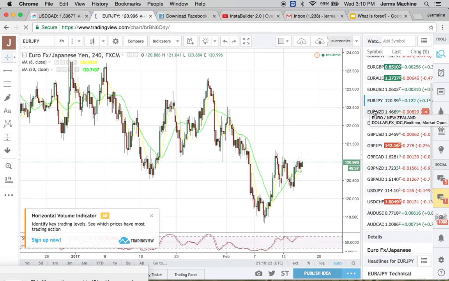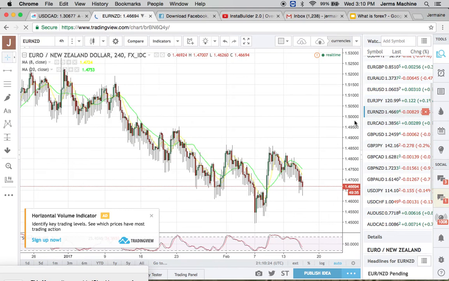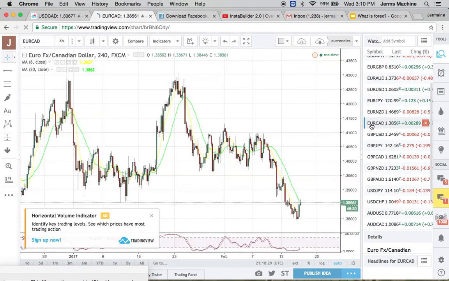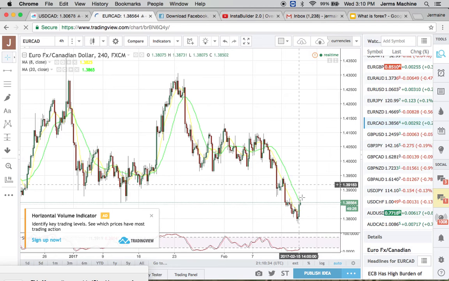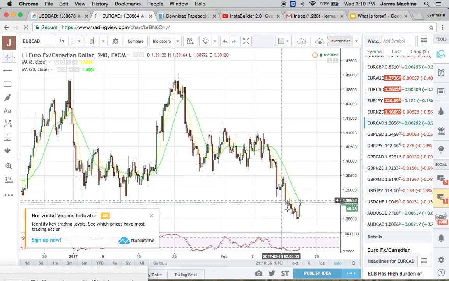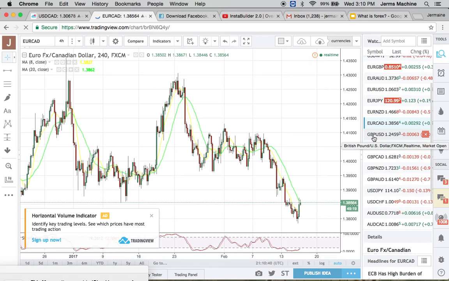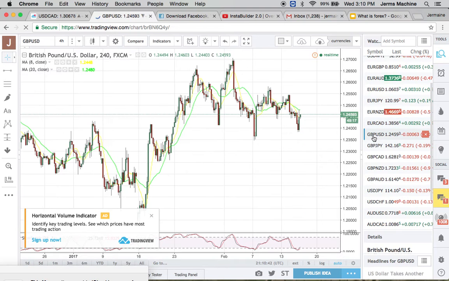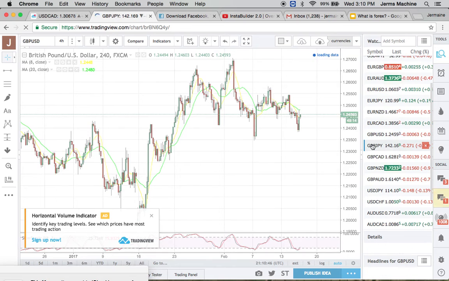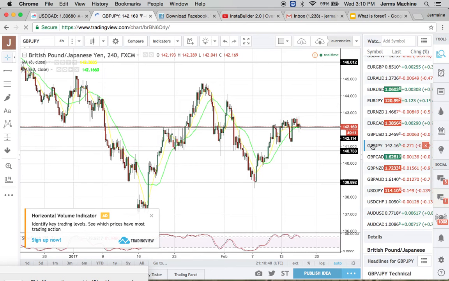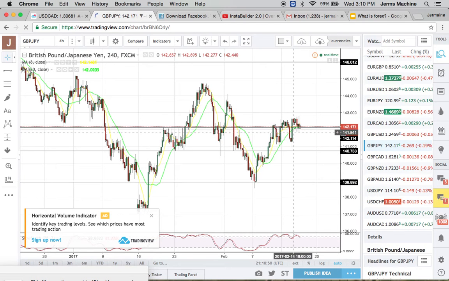Here's the Euro versus the New Zealand dollar, right? Pretty much been going down. Euro versus the Canadian dollar. So we have a pretty good mixture of things going on. It's been falling. So Euro's been getting weak against basically everything, almost. Here we have the Great Britain pound versus the US dollar, pretty much sideways. Great Britain pound versus the Japanese yen. It's been moving upwards, right?